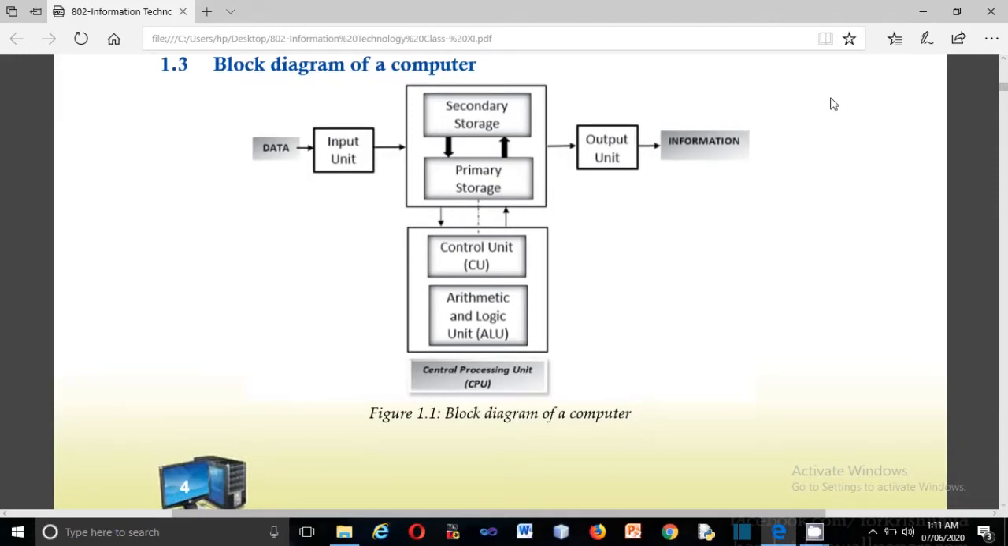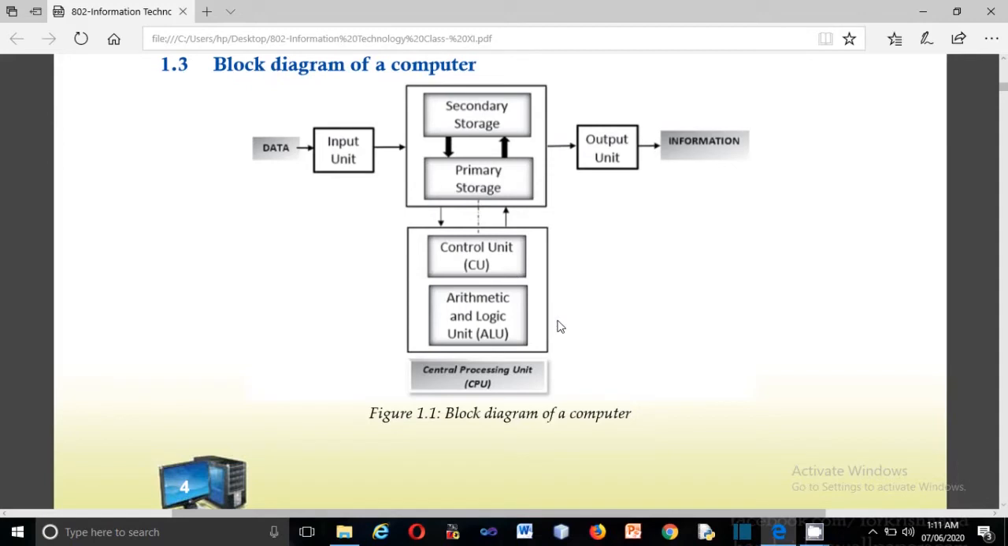So as we know, there are four things inside our block diagram of a computer. The block diagram of a computer is generally divided into four categories. The first one is the input unit, as you can see here, and the second one is the memory unit, the secondary storage you can say. The third is the output unit, and the fourth, the last one, is the CPU, in which we have the arithmetic logic unit and the control unit. So the block diagram is divided into four categories: input, storage, output, and the control unit.